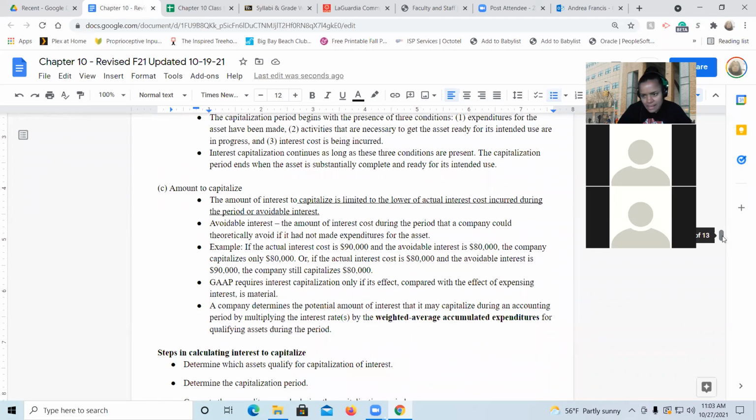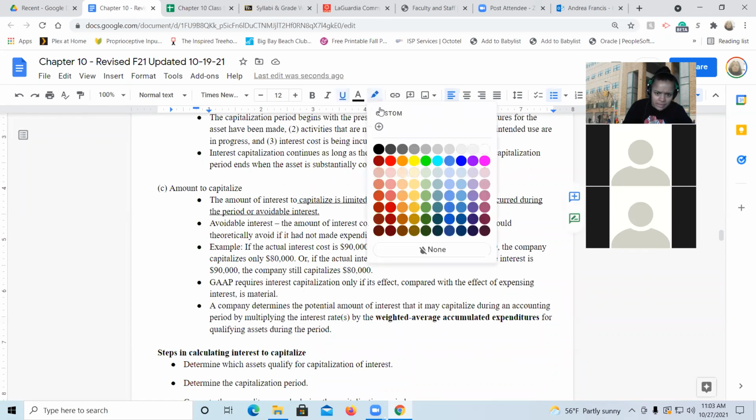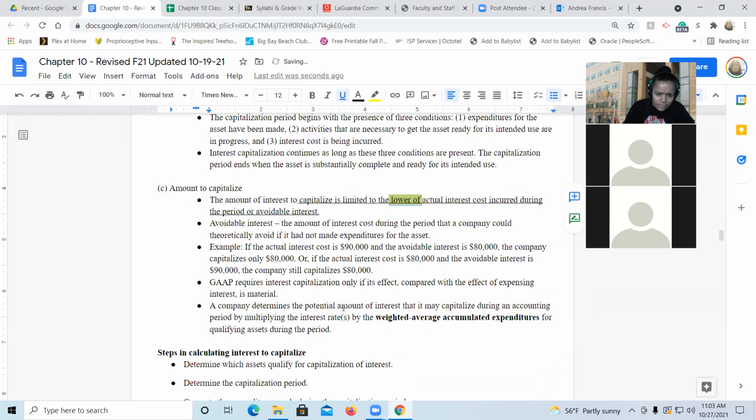So it's saying that if you had not built this asset, how much interest could you have avoided, meaning that you wouldn't have needed that money that is attracting the interest. And we have a way of calculating avoidable interest in the interest capitalization calculations. I'll show you how that's done. And so what does this mean? Since it's the lower of, you've got to be careful here. It's the lower of one or the other.